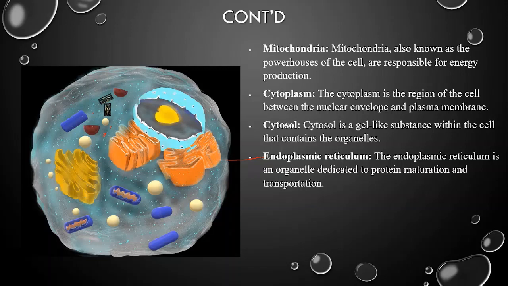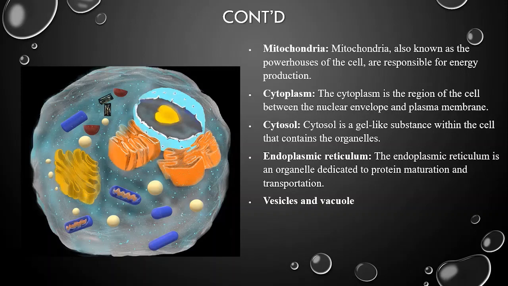And it can be either smooth or rough. We have rough endoplasmic reticulum and smooth endoplasmic reticulum. Where we can see the presence of ribosomes, it is called rough endoplasmic reticulum. In the coming videos, we will discuss the endoplasmic reticulum in detail.